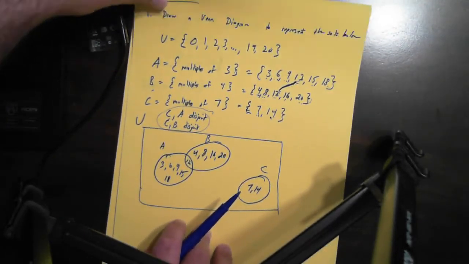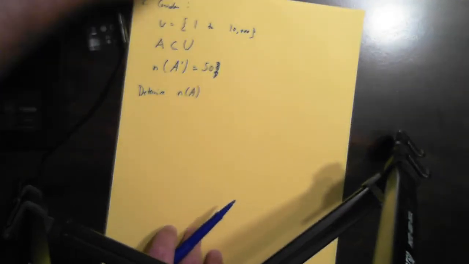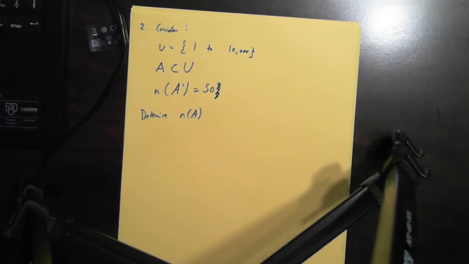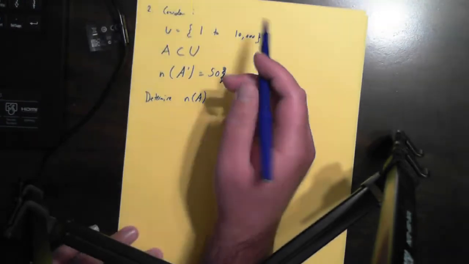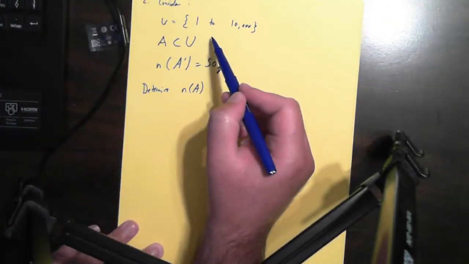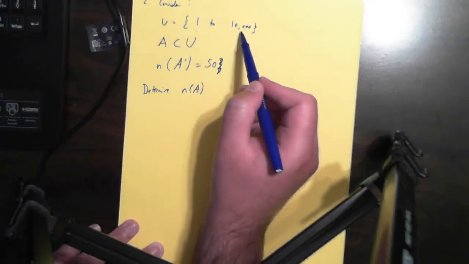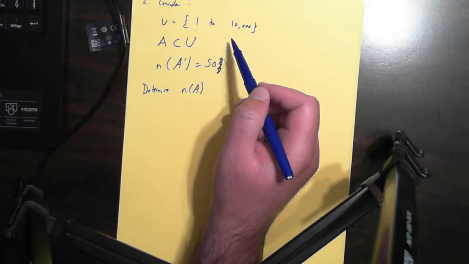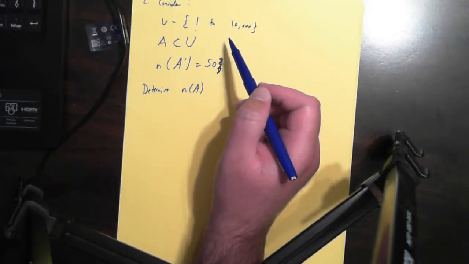Okay, so let's look at another example now. So this is a second example, which is similar to one of the assigned questions. So let's consider the universal set to be the numbers from 1 to 10,000. So I'm not going to draw this. Well, I'm not going to draw every element because 10,000 numbers are a lot.